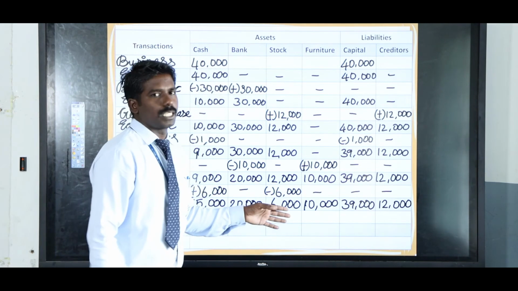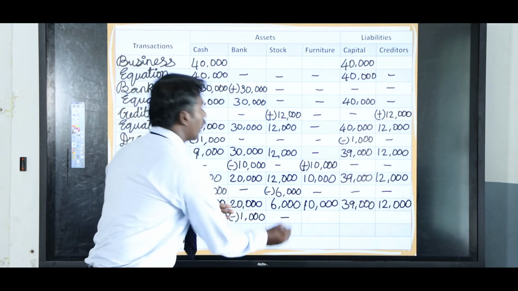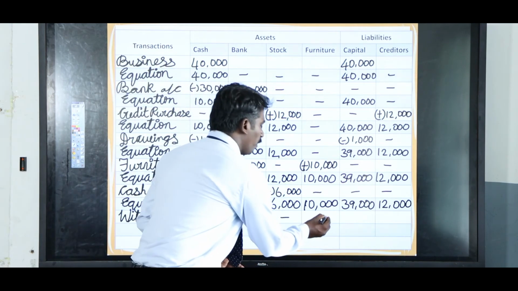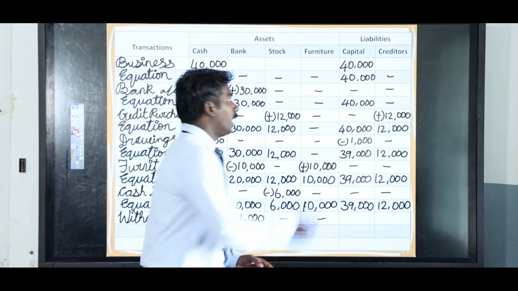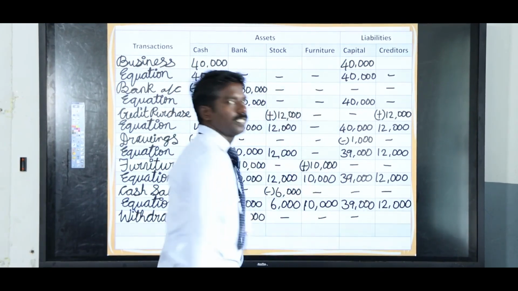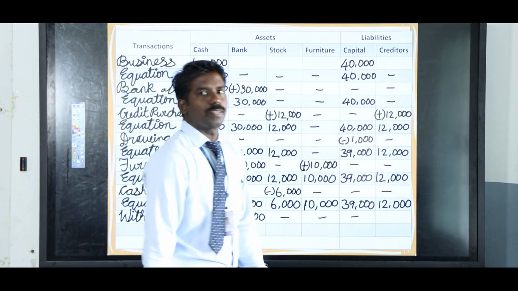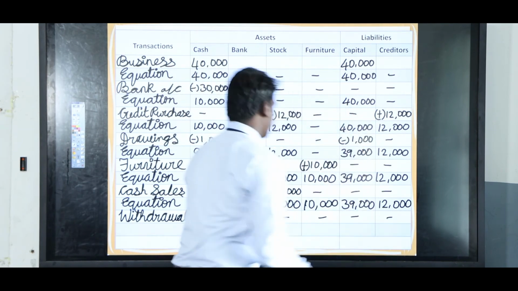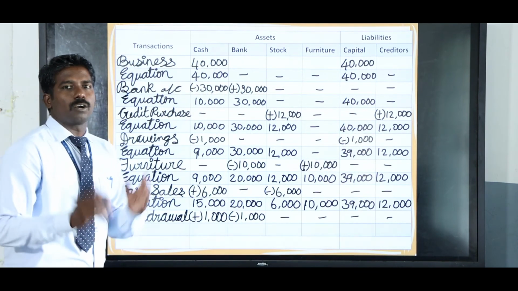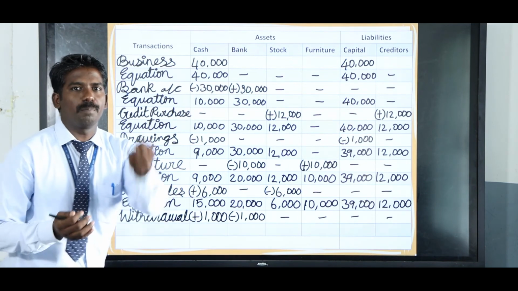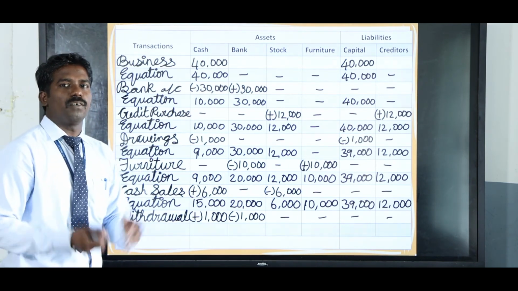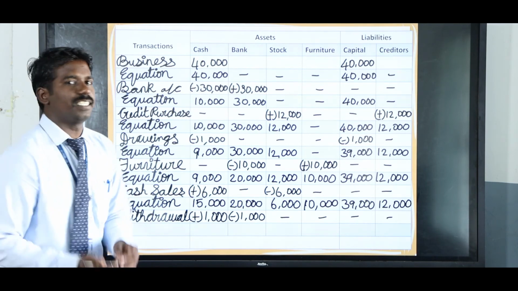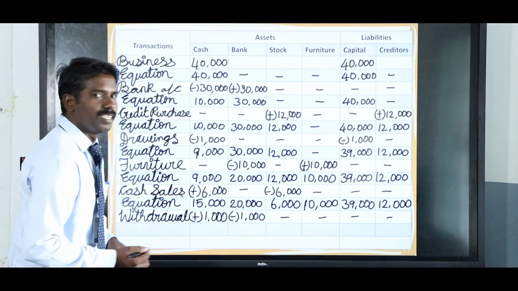Then move on to the stock column. No effect in the stock column. No effect in the furniture column. Then move on to the capital. There is no change in the capital column. So dash. No change in the creditors column. So write a dash. This is the accounting equation for the amount withdrawn from bank for office use. See the next step. What is the next step? The equation. So write equation in the transaction column.